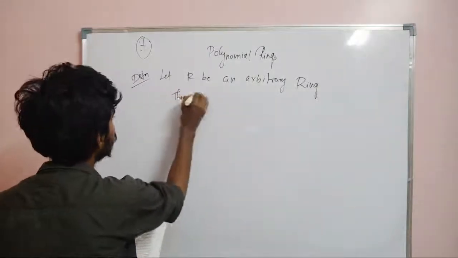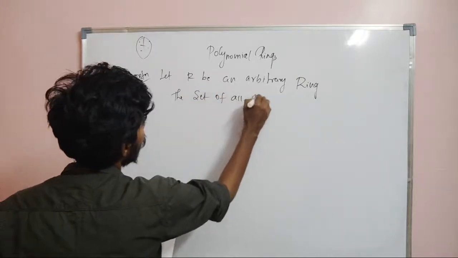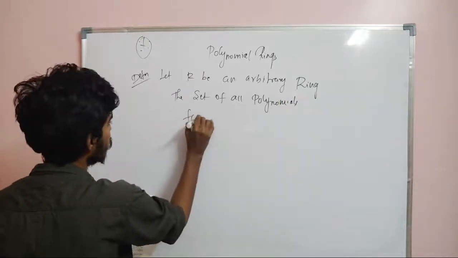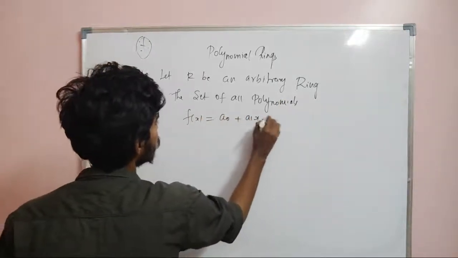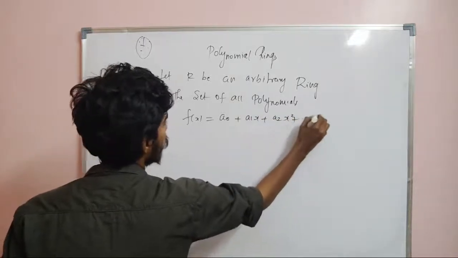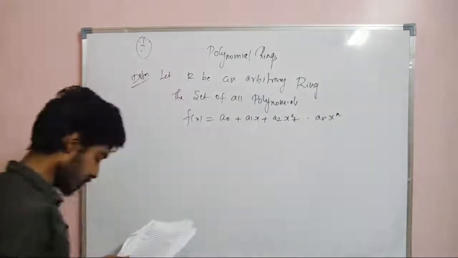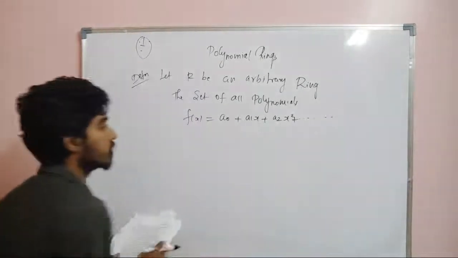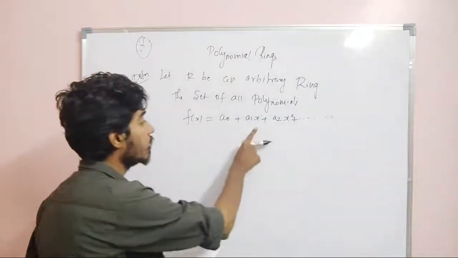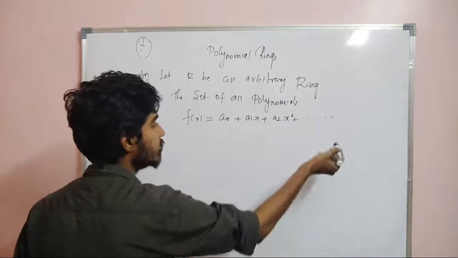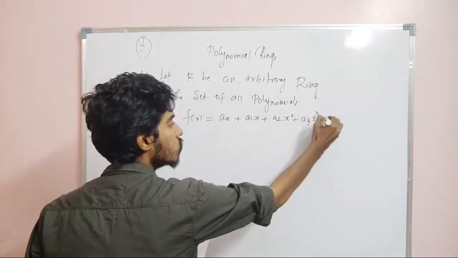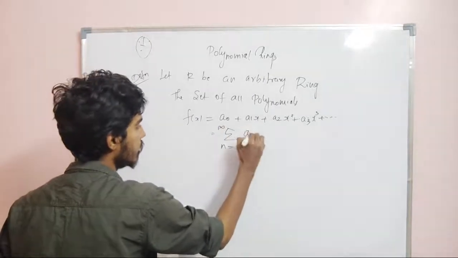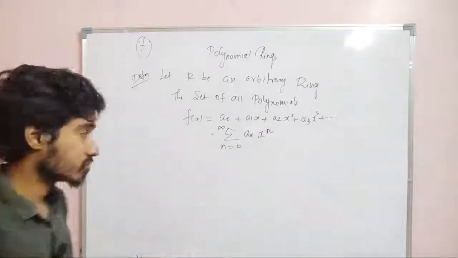The set of all polynomials f of x, that is a0 plus a1x plus a2x squared up to an x power n. Actually a polynomial can go on up to n, it can be a different polynomial. So a0 plus a1x plus a2x squared plus a3x cubed and so on. I can write this as the summation n equals 0 to infinity of an x power n.